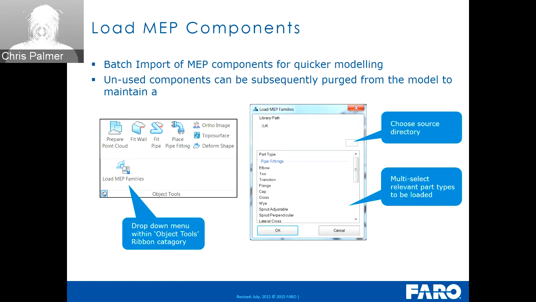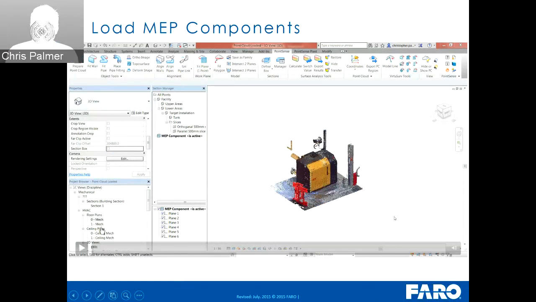So rather than going one by one and bringing in different elbows, searching constantly for the next correct part of MEP, we can batch load things in, use what we need to use, and then if we have anything left over at the end, we can purge the model and take out things that haven't been used. So it's again a way to speed up the process. Just pick up where we left off.